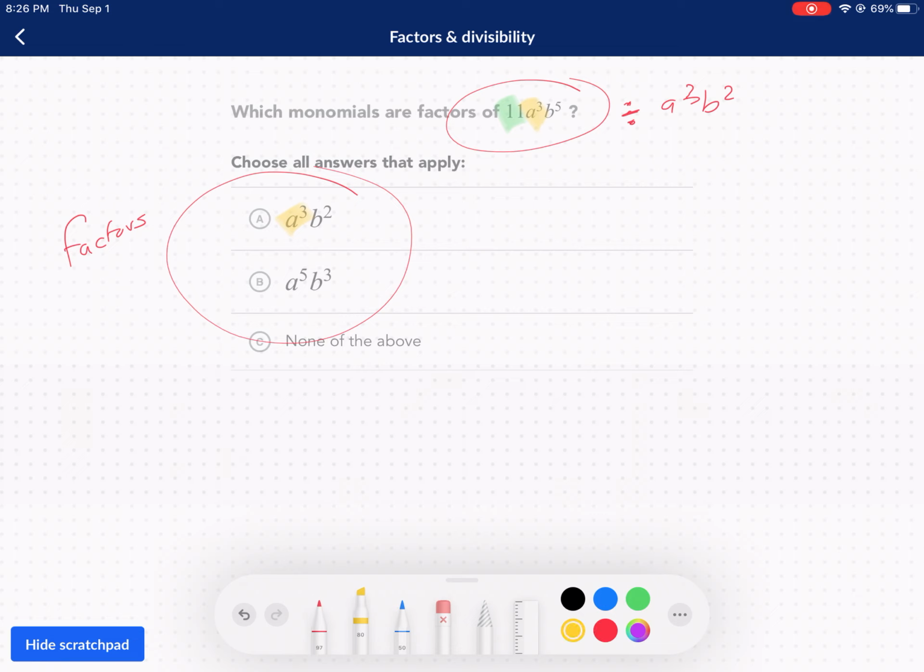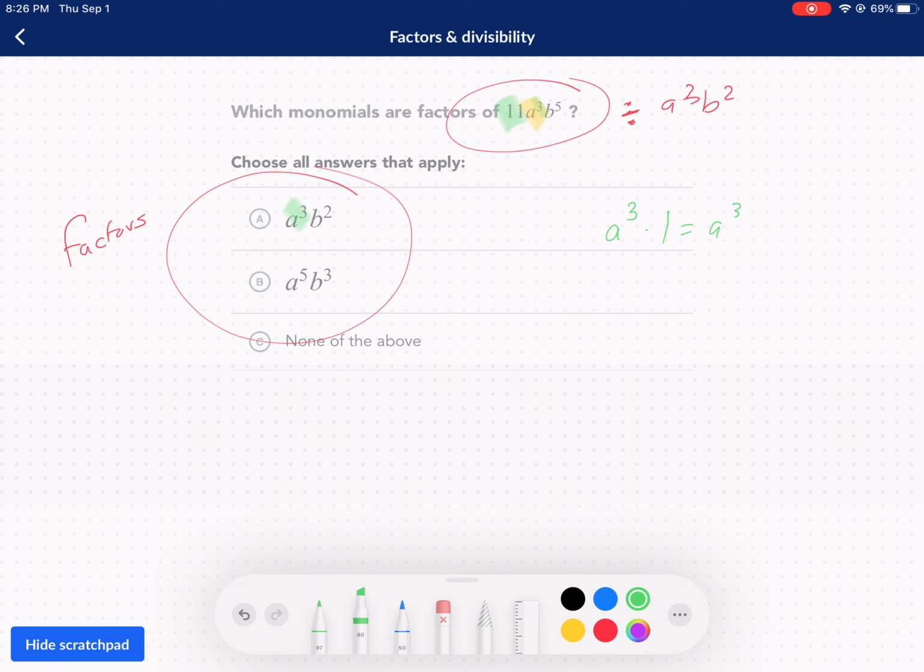The best way to determine if you are able to do that is to see if your factor has a higher power or a lower power. If it has a lower power for both variables, then we're good. A cubed, this is a cubed. Why is that okay? Because I can multiply a cubed times 1 to get a cubed. That's good, so we can divide it.